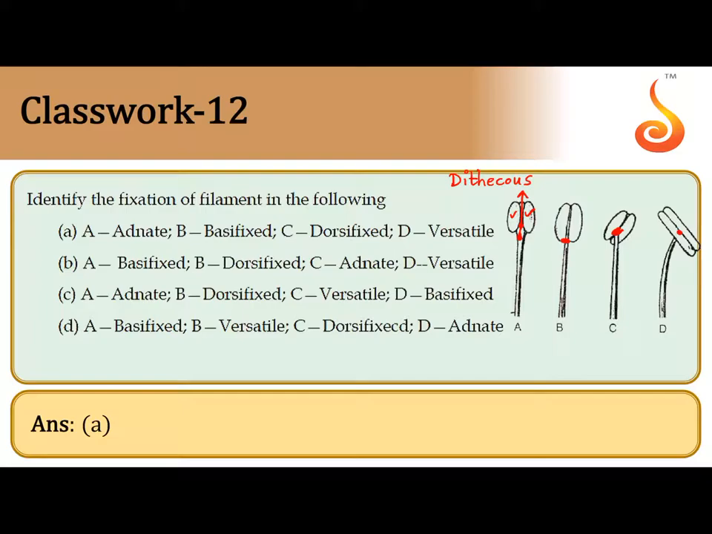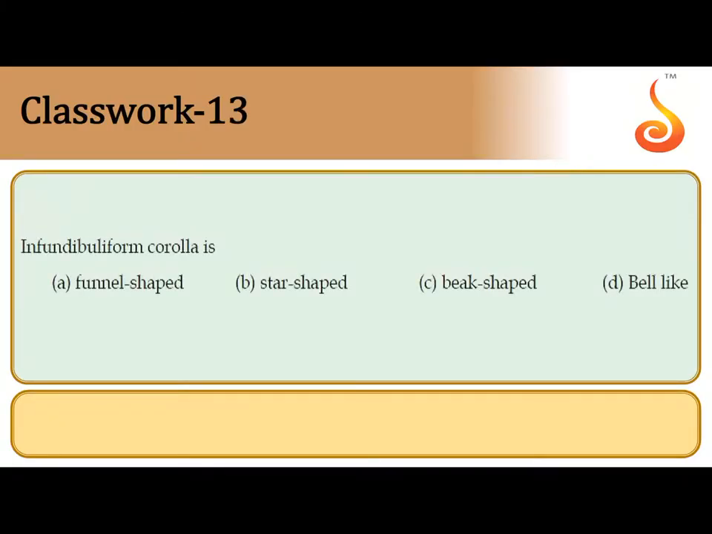If it is attached at one point, as in the case of versatile, you can see that the filament is attached to the basal side, and the two lobes of the anther are very free. They keep moving in the air, they sway in the air like in the grasses, so they are relatively very free. That's why it's called versatile. Okay, so option A is the correct answer.